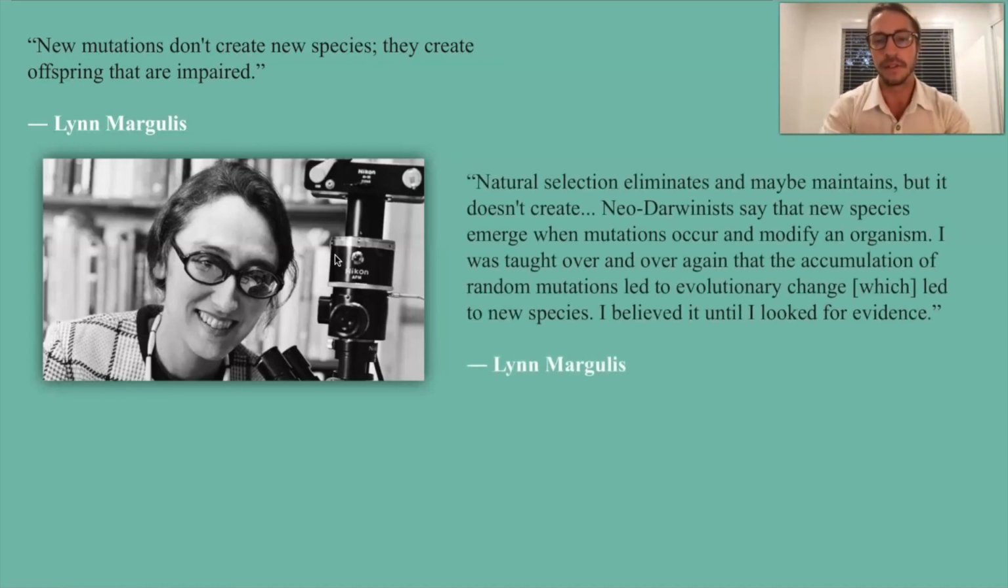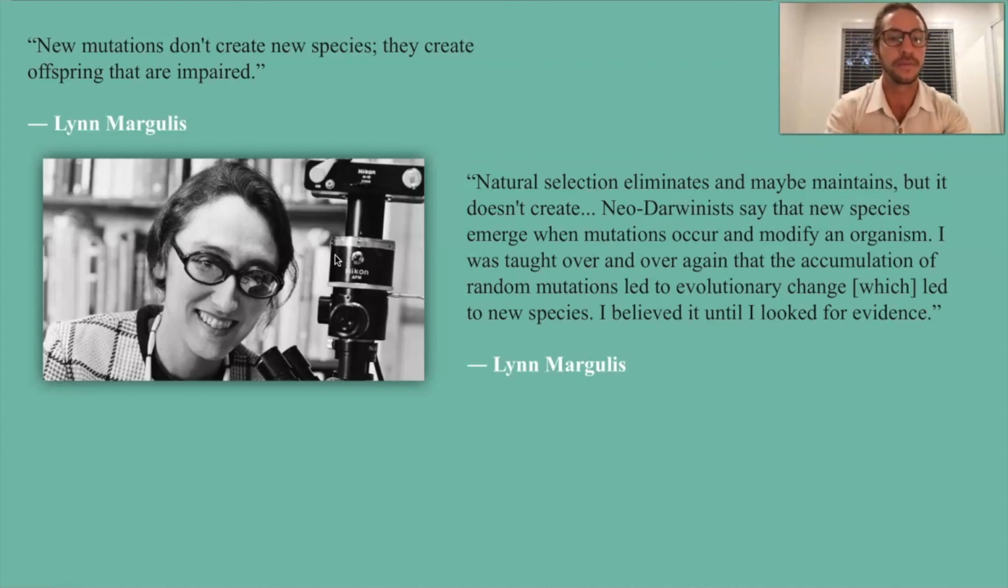And I'll even give you this other quote that she said. She says, natural selection eliminates and maybe maintains, but it doesn't create. It sounds similar, hey, to alternative perspectives we've talked about. Neo-Darwinists, so people who believe in Darwinian evolution but use genetics to support it, say that new species emerge when mutations occur and modify an organism. And I was taught over and over again that the accumulation of random mutations led to evolutionary change, which we read about in textbooks, which led to new species. And I believed it until I looked for evidence.